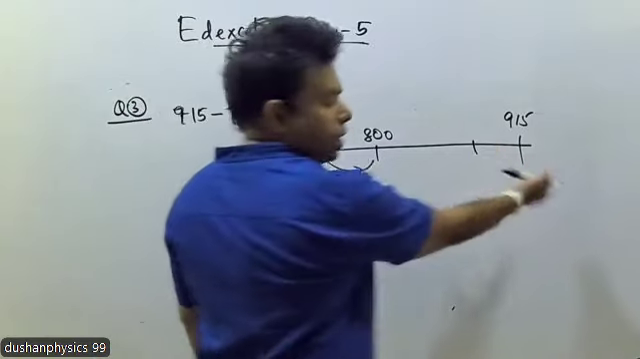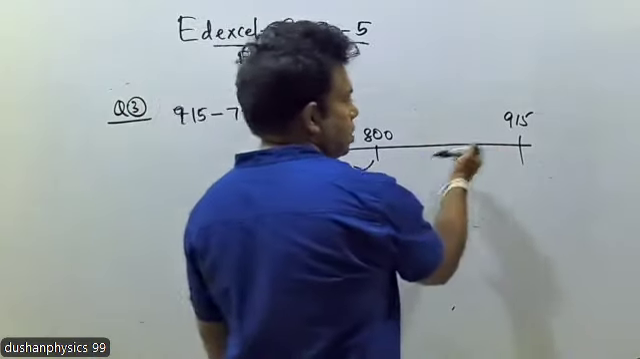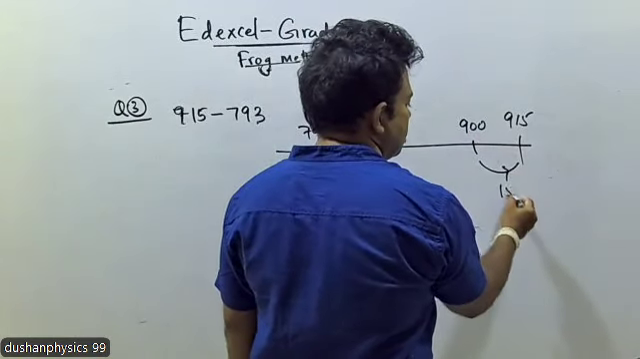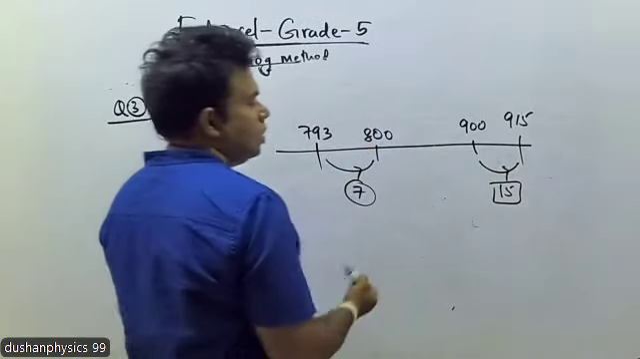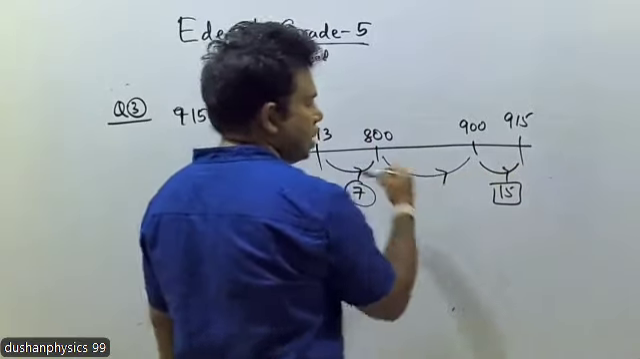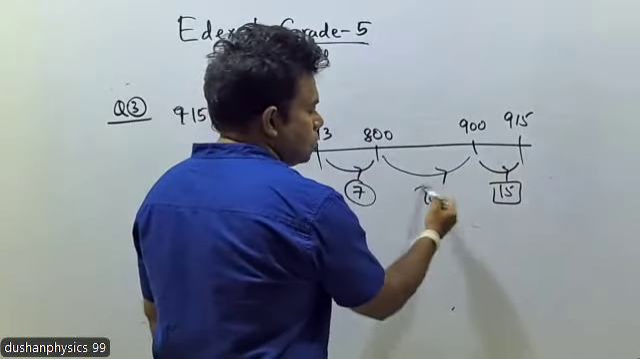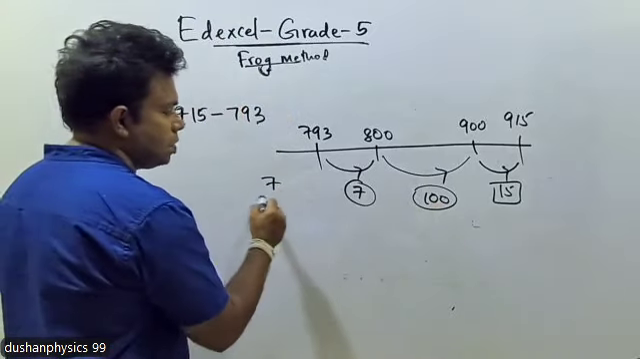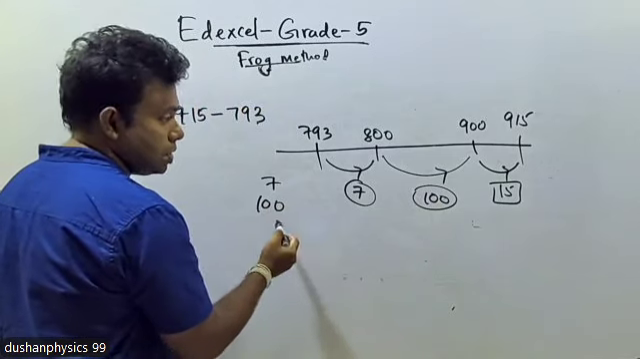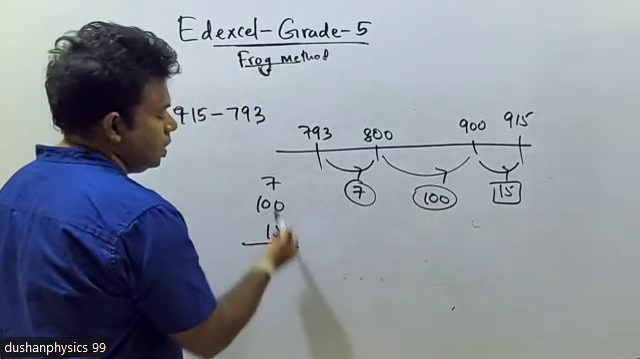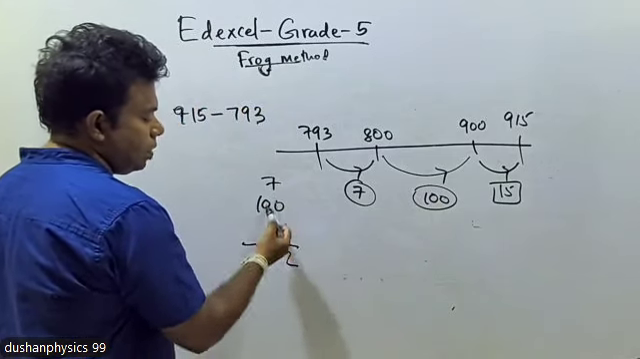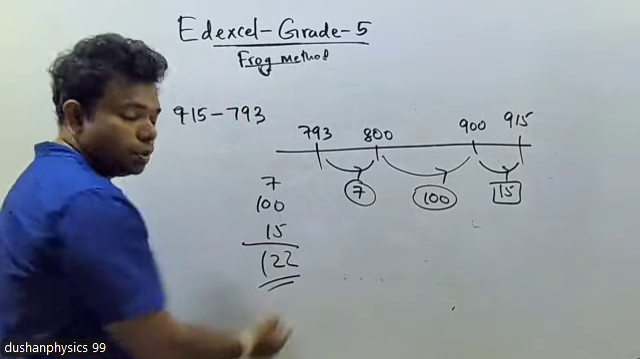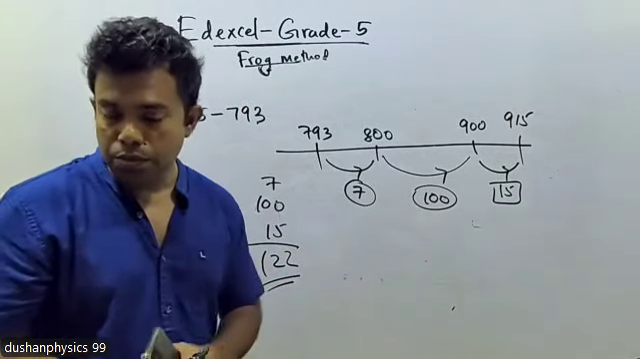So go to the right-hand side and check what is the closest hundred here. It should be 900. So what should this gap be? 15. So 800, 900, the gap is 100. When you add these together, 7 plus 100 plus 15, 7 plus 15 is 22, and the answer is 122. Am I clear, students?